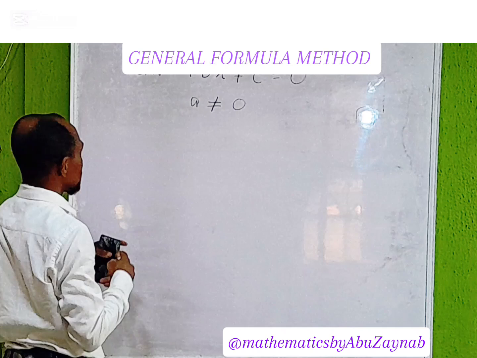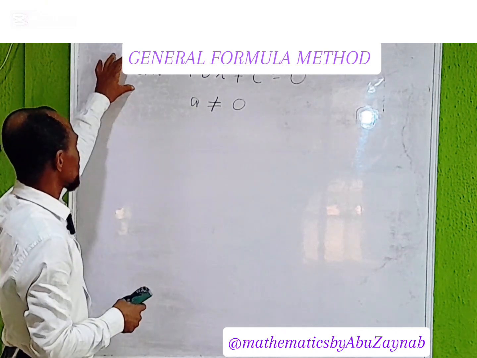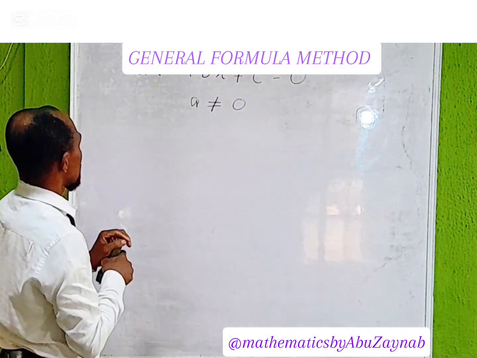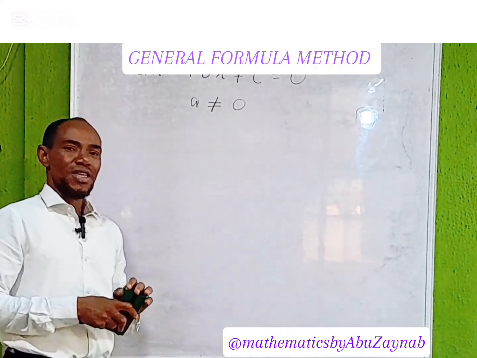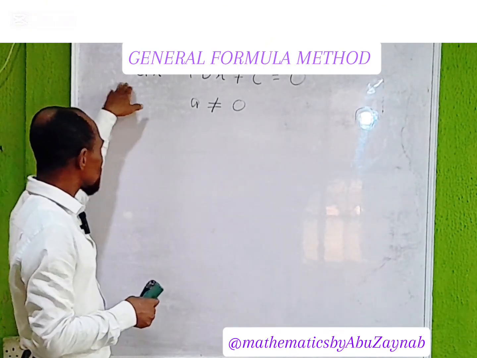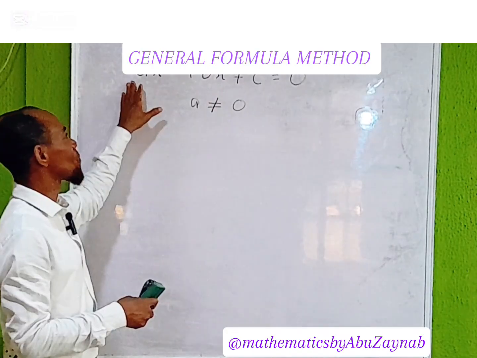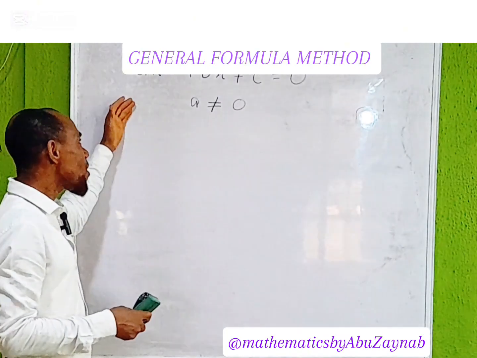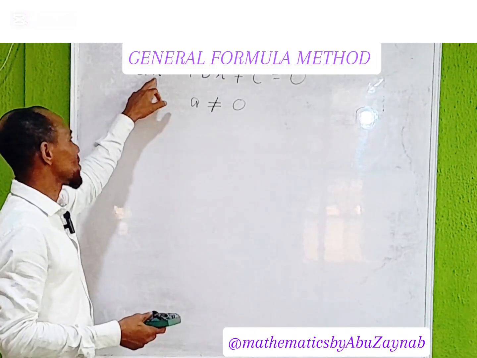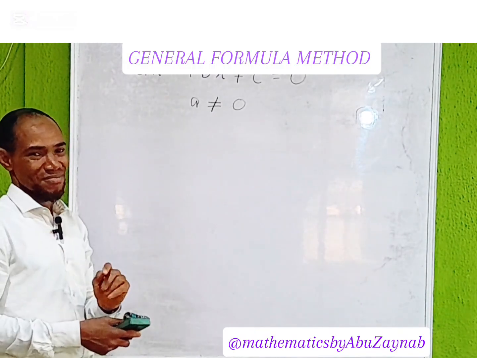Remember, the standard quadratic equation is given as ax squared plus bx plus c equals 0. So, the general formula method, in essence, is like being asked to solve this equation the way it is without real values of a, b, and c. Or, loosely said, you are actually being asked to make x the subject of the formula.